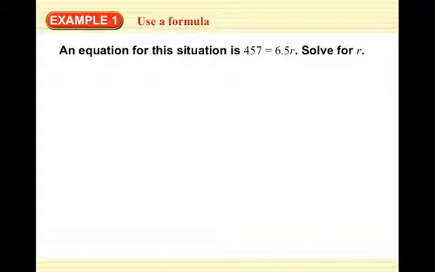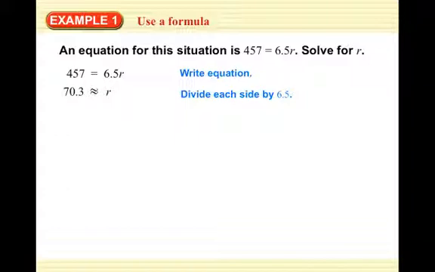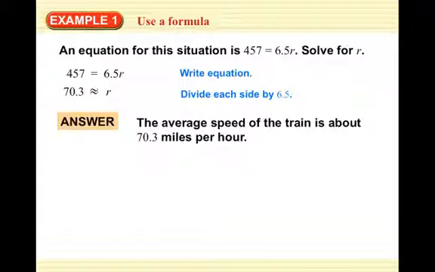We want to solve for R. So we write down the equation: 457 equals 6.5 times R. The way that we do that is we undo the multiplying by 6.5, and that means we're going to divide both sides by 6.5. You can go ahead and grab a calculator for this. 457 divided by 6.5 gives us approximately 70.3 as our rate, as our speed. So the average speed of the train is about 70.3 miles per hour.